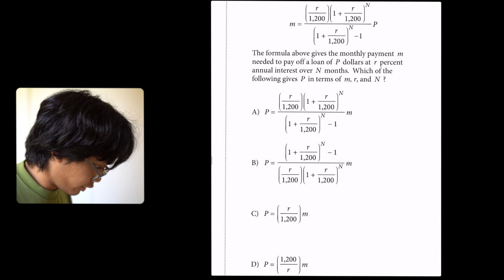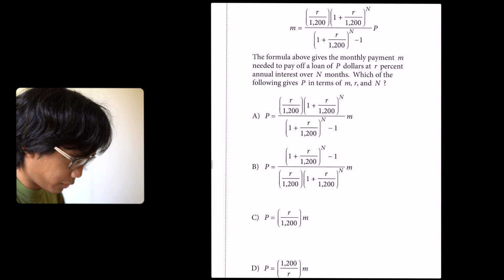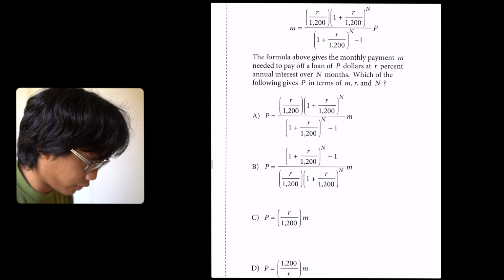Oh boy, a lot of things going on in this one. The formula above gives the monthly payment M needed to pay off a loan of P dollars at R% annual interest over N months.